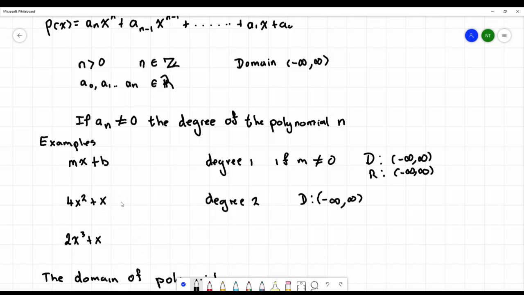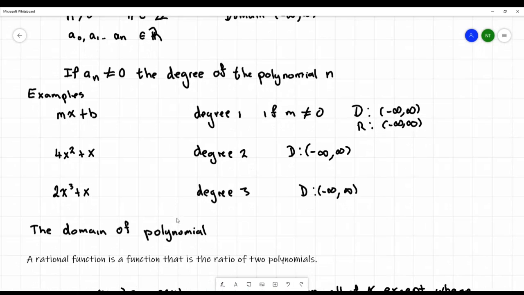Maybe that could be a problem that I'll do in the problem sets that come after the theory. And here, what is the degree? 3, right? Because of the exponent 3. So the degree is 3, and the domain is the same. For the range, we'd have to study this polynomial in order to figure it out. So that's the intro to polynomials. The domain of a polynomial is always from minus infinity to infinity.